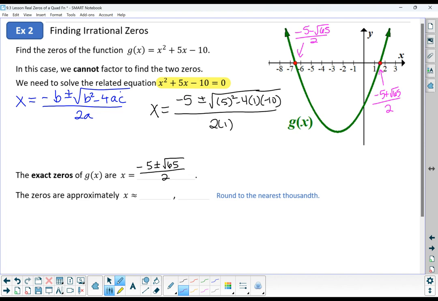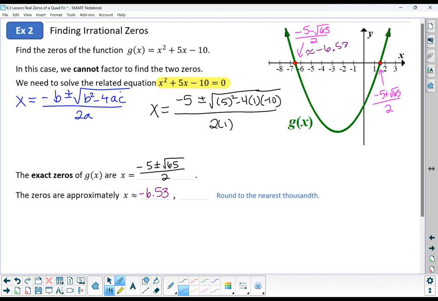So let's go ahead and get the approximate decimals of those as well. Negative 5 minus root 65 divided by 2 gives us about negative 6.53. So that's what this one is. It's approximately negative 6.53. And the reason we say approximate is because it's a rounded value. It is not exactly negative 6.53. It's negative 6.5311288874, etc., etc. But that's its rounded value.